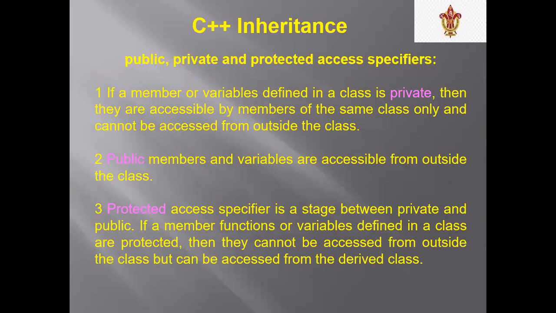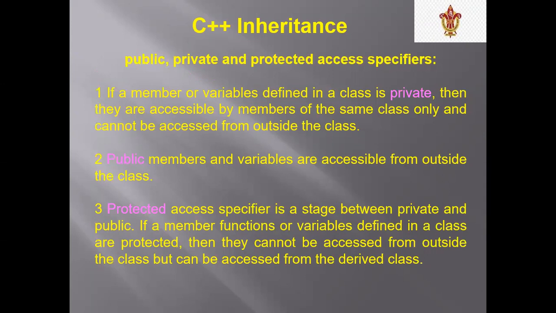So what are the different access specifiers that we are going to study? Generally, there are three types of access specifiers: public, private, and protected. So what are the differences between the three, that we are going to study. So first is the private one. If a member or variable defined in a class is private, then it is accessible by members of the same class only, and it cannot be accessed from outside the class.